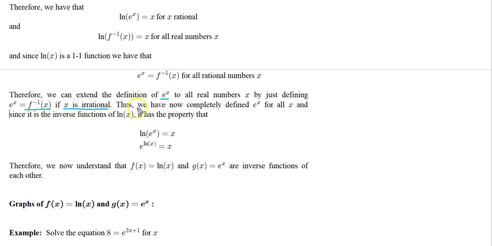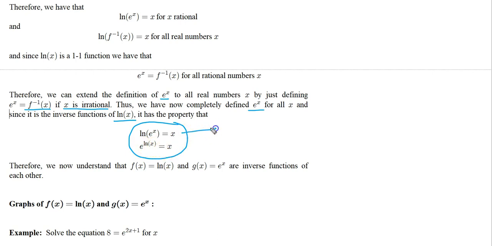So in this manner then we've completely defined the function e to the x power for all x, whether x is rational or irrational, and it is the inverse function then for our natural logarithm. And so since it's the inverse function, it has these two properties down here. So the natural log of e to the x is x, and e to the ln of x is x.